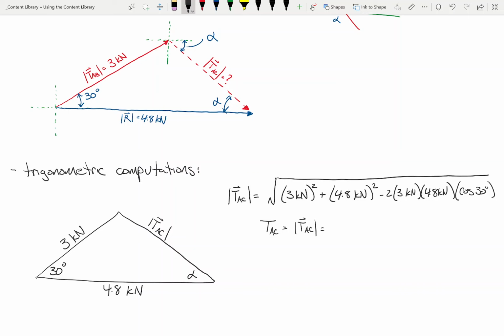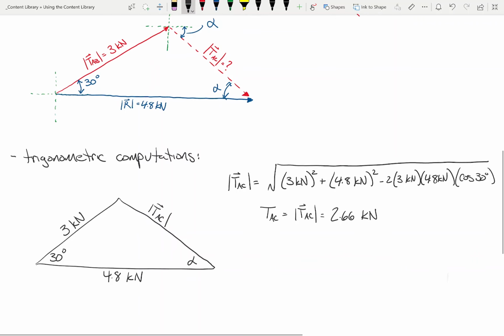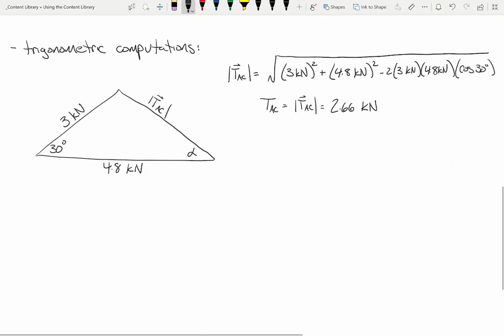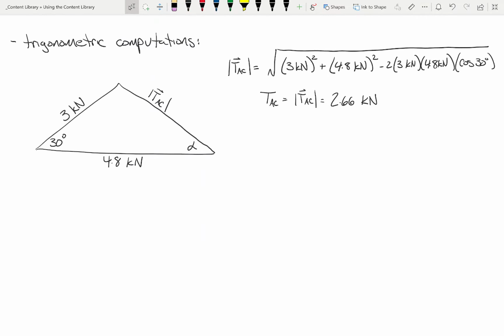7.10? I'm getting something different. Check either your signs or if you're in degree mode. Yeah, all the square root. 2.66. That'll do it, yeah. 2.66. And everybody else getting that? Okay. 2.66 kilonewtons. All right. So far, so good? Okay. So that takes care of that.